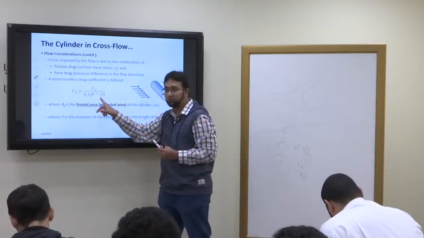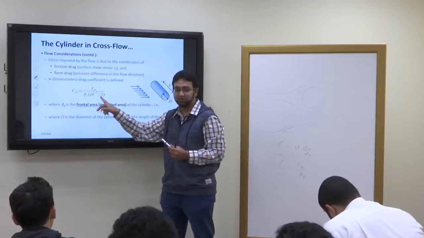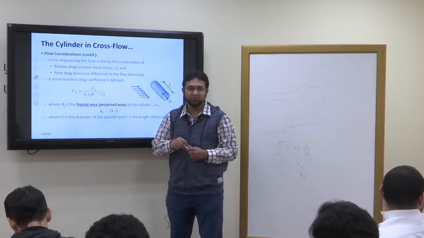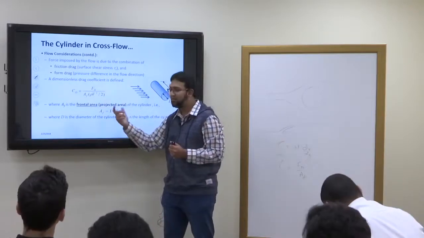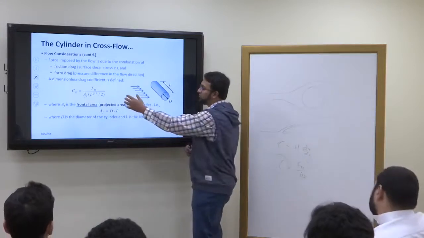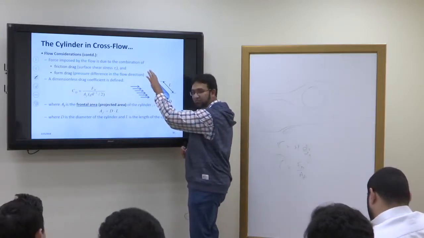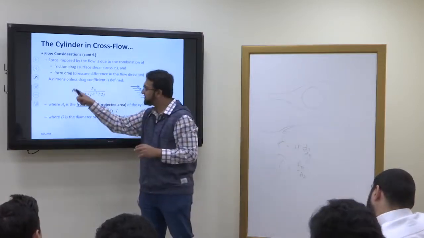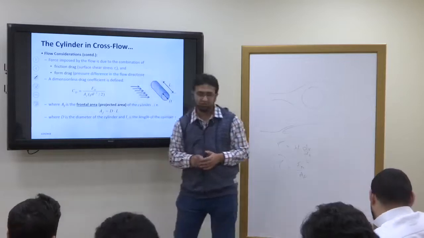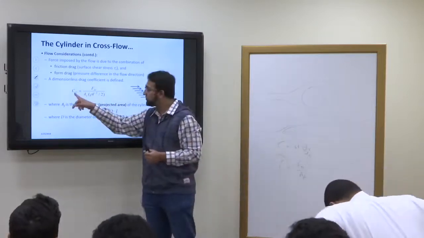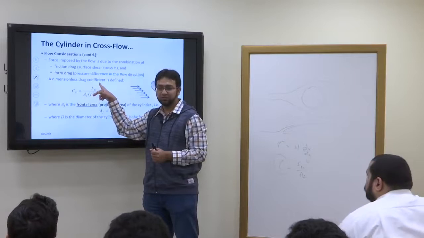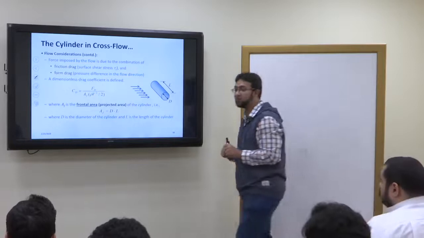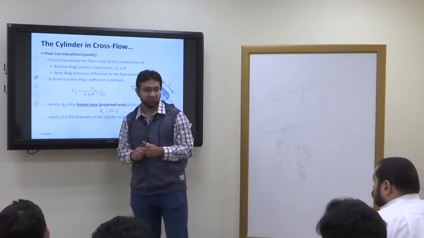Rho v square upon 2, that's the dynamic pressure. You will study dynamic pressure. So basically rho v square upon 2. So we have the density here, and we have the mean stream velocity, divided by 2. So consider this as a formula for coefficient of drag. If you know the coefficient of drag, you can find out the drag force easily. So drag force is one of the major parameters for our analysis.